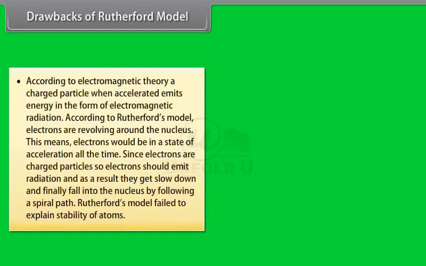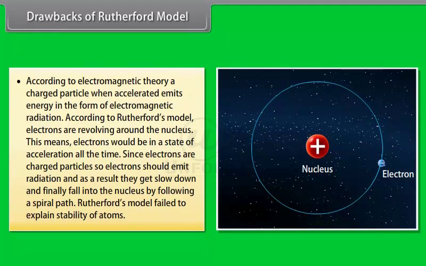Drawbacks of Rutherford model. Number 1. According to electromagnetic theory, a charged particle when accelerated emits energy in the form of electromagnetic radiation. According to Rutherford's model, electrons are revolving around the nucleus. This means electrons would be in a state of acceleration all the time. Since electrons are charged particles, they should emit radiation, and as a result, they get slowed down and finally fall into the nucleus by following a spiral path. Rutherford's model failed to explain the stability of atoms.